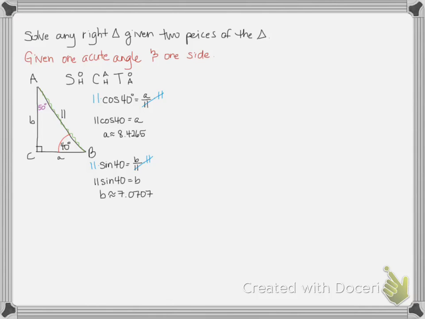Joey? If we're solving for B, could we switch the angle if it's easier for us to use 50? Yeah, absolutely. As long as you use it properly. You can use whatever you want.